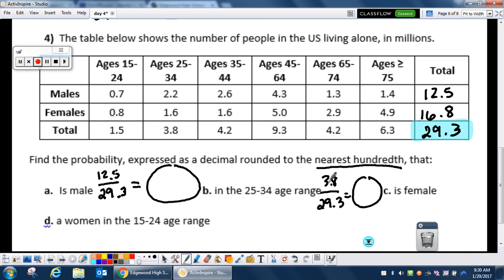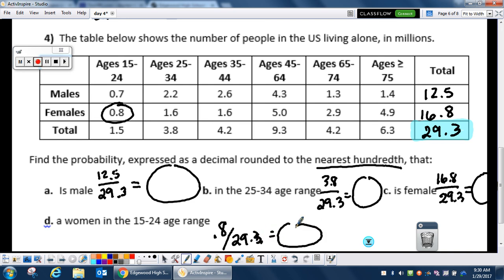And then it wants the total number of females, so 16 and 8/10 divided by the total. Please make sure you round that correctly. And now here we're very specific. They have to be a woman and they have to be in the 15 to 24 age range. So, woman, 15 to 24 age range, that's 0.8, 8/10 divided by the total. You're always dividing by the total. And I will check your answer for that.